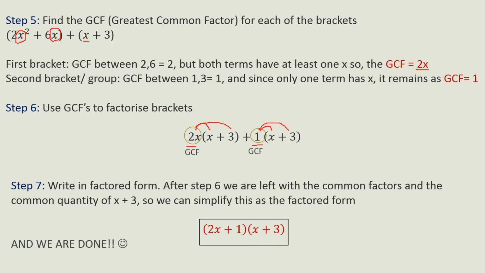After step 6, we will be left with the two common factors here, 2x and 1, and the common quantity of x plus 3. So we can simplify this and write this in factored form. All we have to do is join the two common factors into one bracket, and then the common quantity of x plus 3 in another, and we are done. We have factored our trinomial.